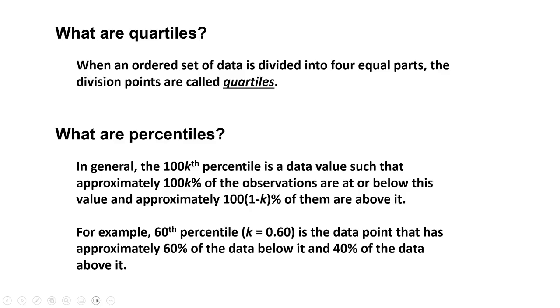What are percentiles? Well, in general, the 100 times kth percentile, where k is a fraction between 0 and 1, is a data value such that approximately that percentage of the observations are at or below this value, and approximately 100 times 1 minus k percent of them are above it. So for the 60th percentile, k would be 0.6, and that would correspond to the data point that has approximately 60% of the data below it and 40% of the data above it.